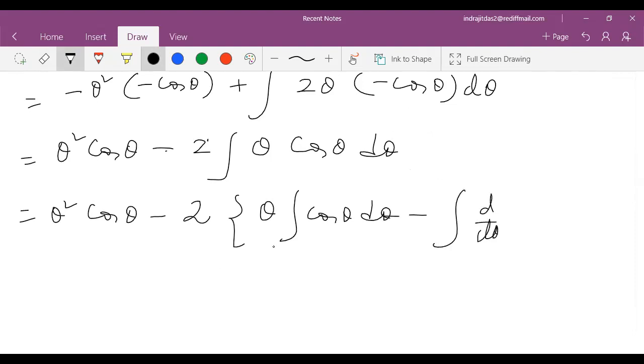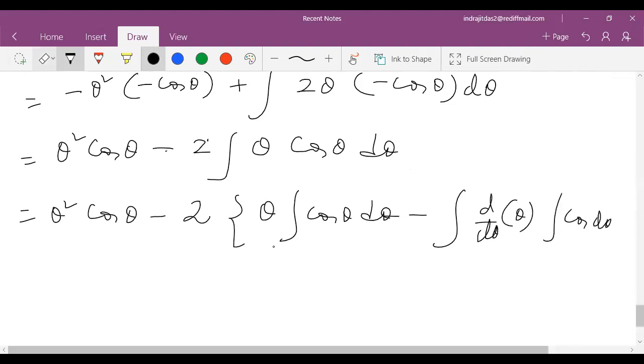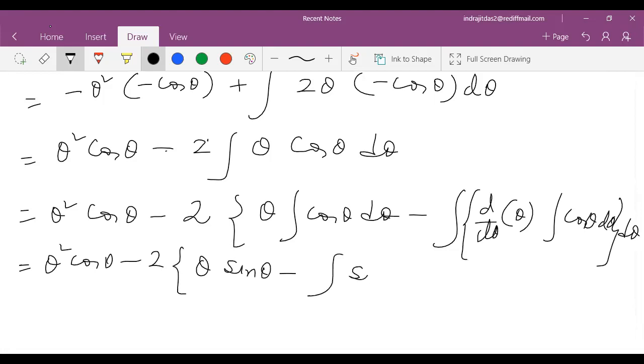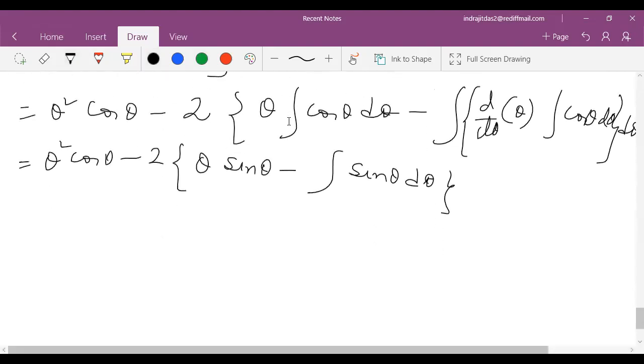Derivative of theta, that will be 1 into cos theta integration. Cos theta integration will do, and d theta for this integration, and another d theta for the second part integration. So you're getting here theta square cos theta minus 2 bracket theta cos theta integration is sin theta minus this theta is 1, only sin theta comes d theta. So we will be completing the problem now.